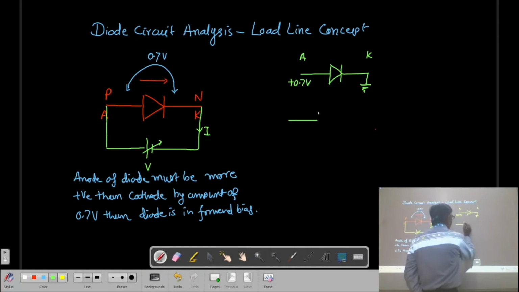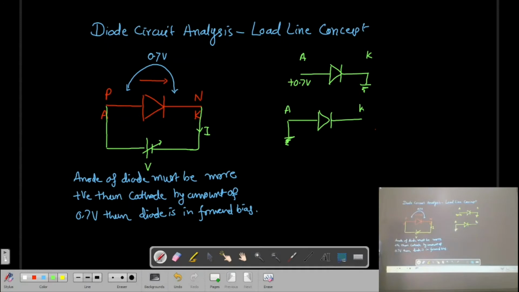Okay. Now here, if the anode is connected to the ground and this is my cathode, how much voltage do I have to apply on the cathode so that the diode will be in forward bias? Again, you have to see the potential difference between anode and cathode must be 0.7 or greater than 0.7, but the anode should be more positive. That's why, on the cathode, if I apply minus 0.7 volt, then in this condition the diode will be in forward bias.